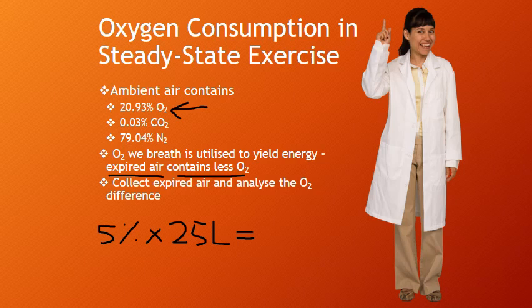Hopefully you went something like 5% times 25, or 0.05 times 25, and it gave you a value of 1.25 liters. What that would be telling you is that you've consumed 1.25 liters of oxygen in a minute. Pretty normal.